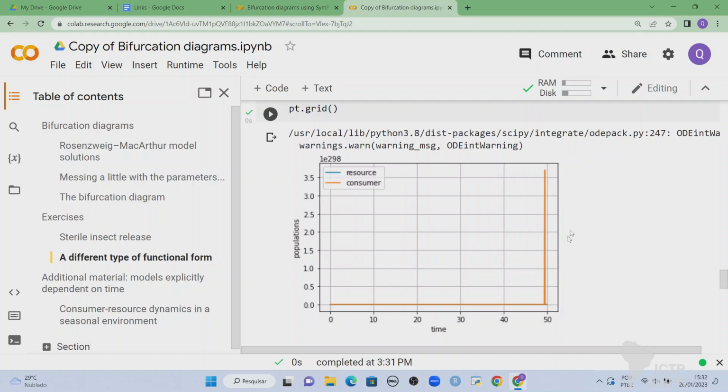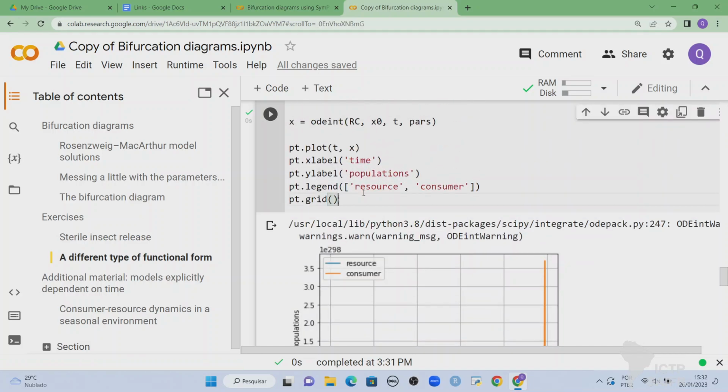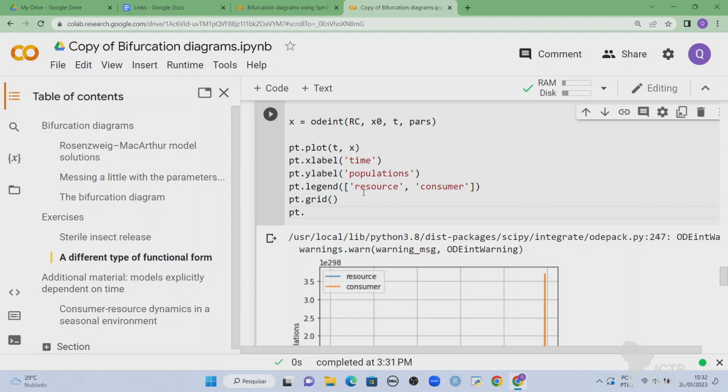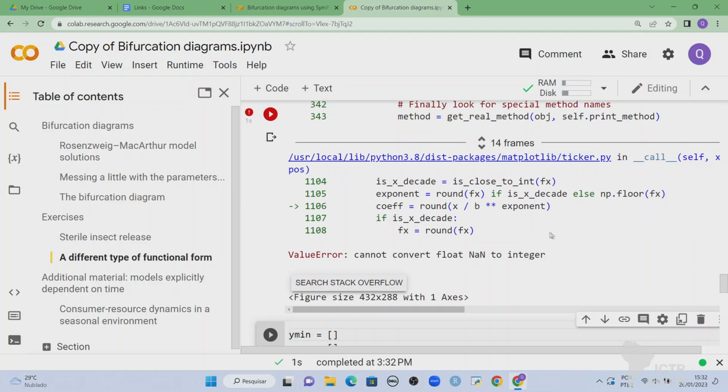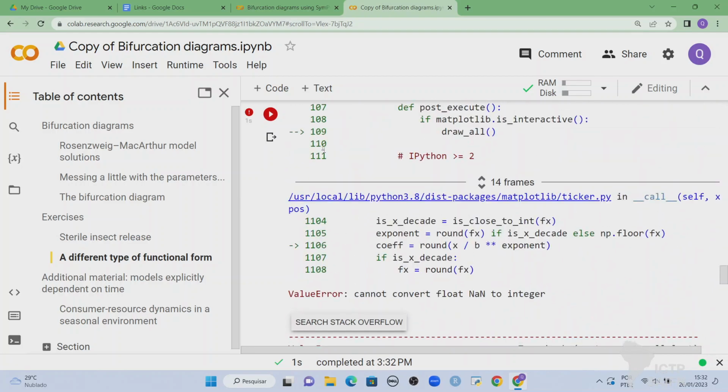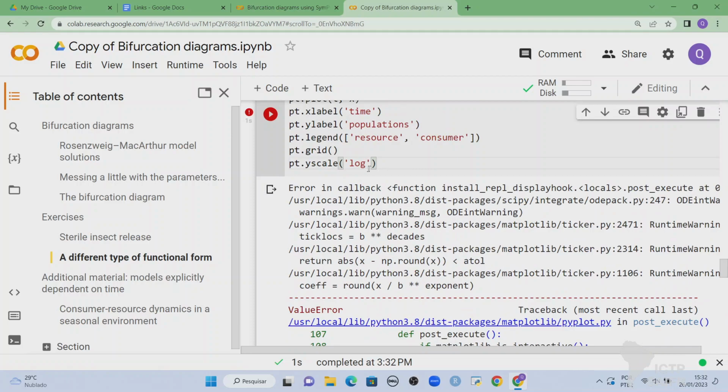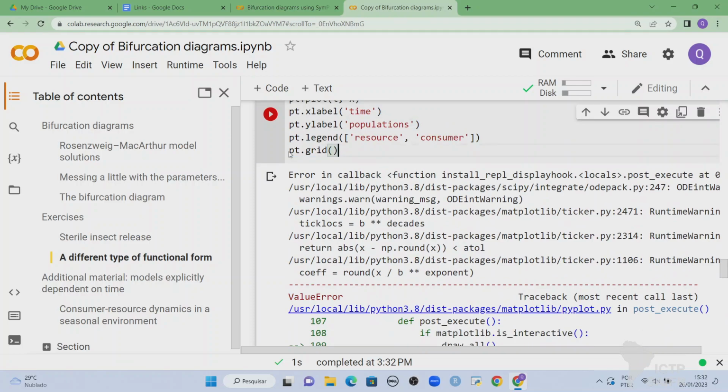So what is this here? This is 10 to the 298, so something goes to infinity here. So we can even plot this in a log scale. What is the log? This means that for the numerical integrator, but there are negative values, so this doesn't work, sorry. So this will not help. So there are problems here.